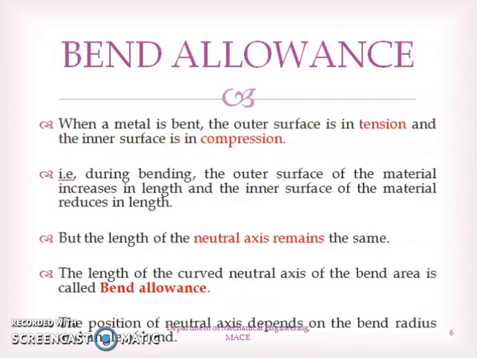One concept in bending is bend allowance. As we know, while we are bending a metal piece, the outer surface is in tension and the inner surface is in compression. So while bending, the length of the outer surface material increases and the length of the inner surface material reduces. But there will be an axis where the length remains the same, and the length of this curved neutral axis is known as bend allowance.